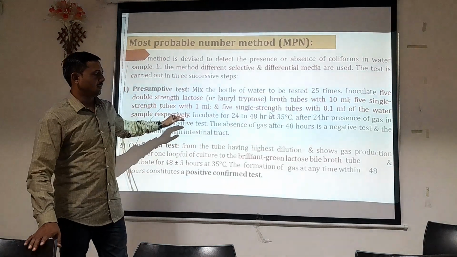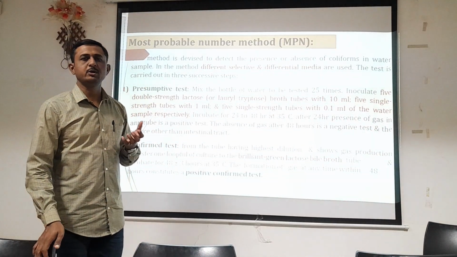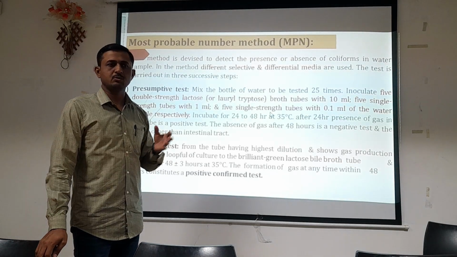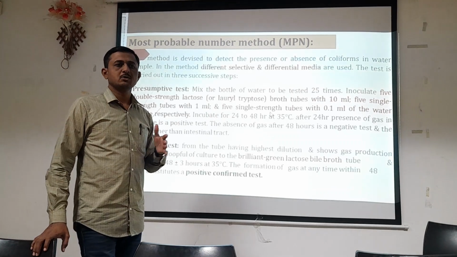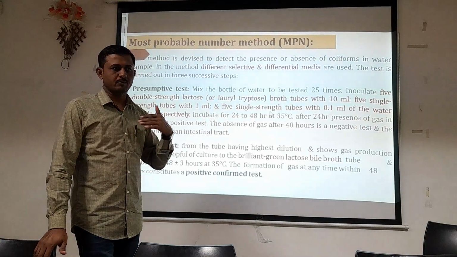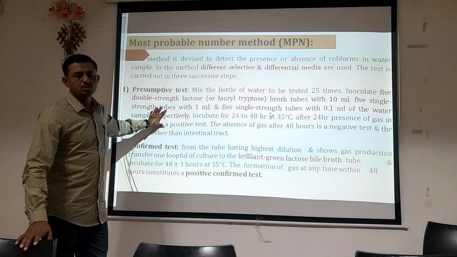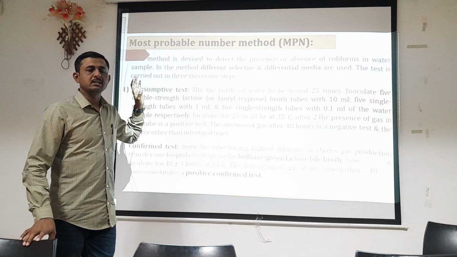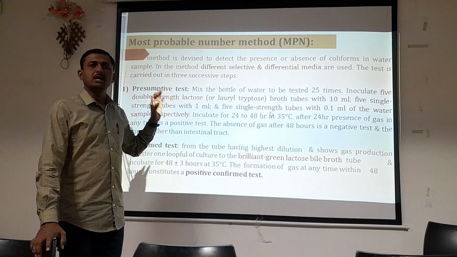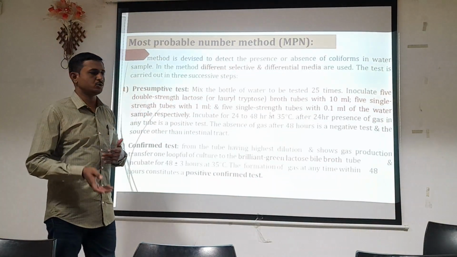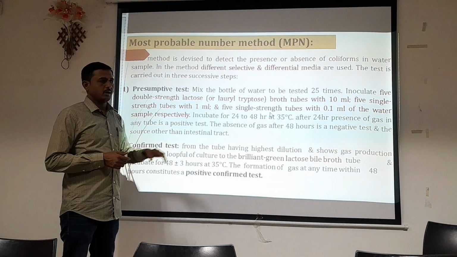So after 24 hours, out of 15 tubes, you can observe in how many tubes the result is positive, and you have to note it down. Again, if you have not observed any result, you can incubate your tubes for a further 24 hours. After 48 hours, all the tubes which show gas formation are considered positive tubes for the presumptive test, and those tubes which didn't show gas formation are called negative tubes.